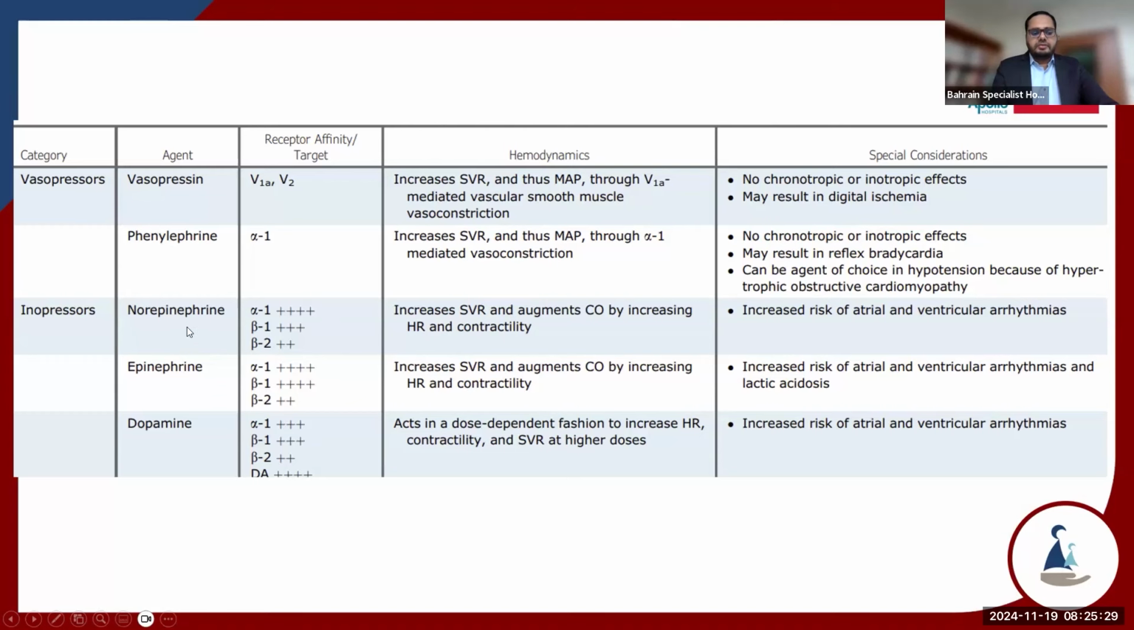Now, coming to norepinephrine, epinephrine, and dopamine. The receptors are a little different. Epinephrine acts more on the beta-1 receptors, whereas norepinephrine acts more on the alpha-1 receptors. Both of them have an increased risk of atrial and ventricular arrhythmias. So try to use the smallest dose that is required and try to wean the patients off these agents as soon as possible.